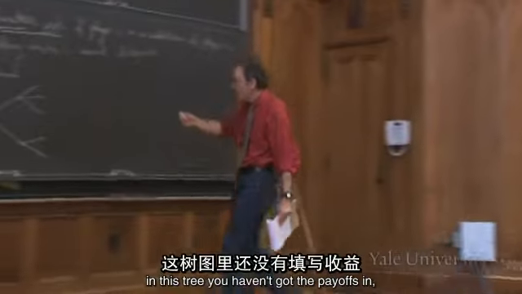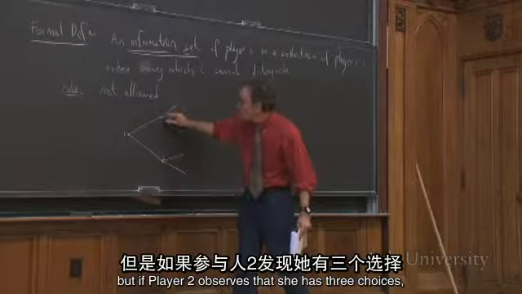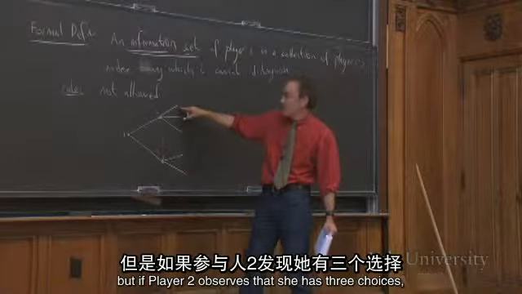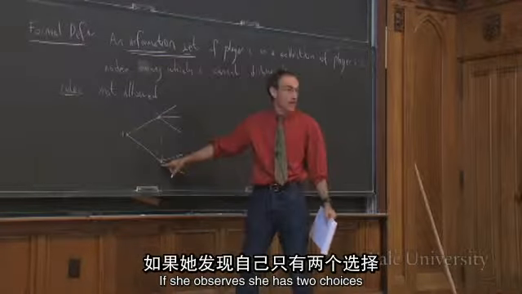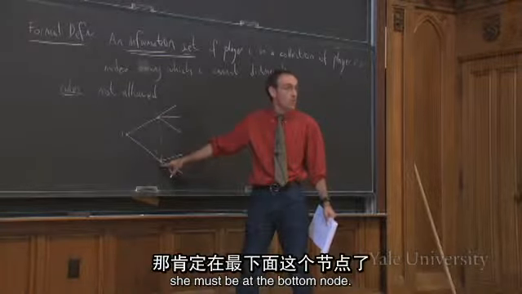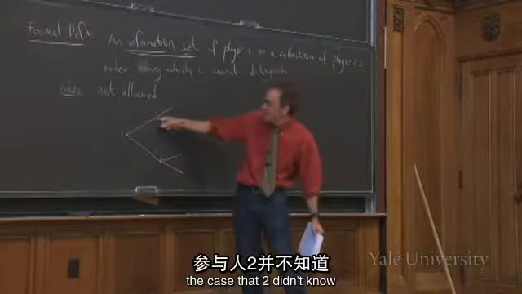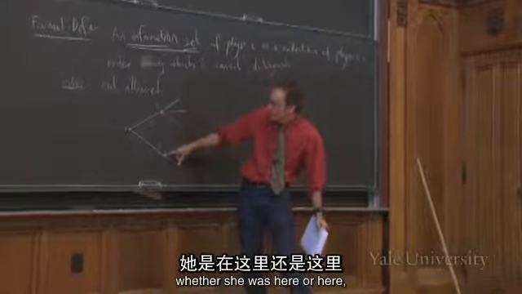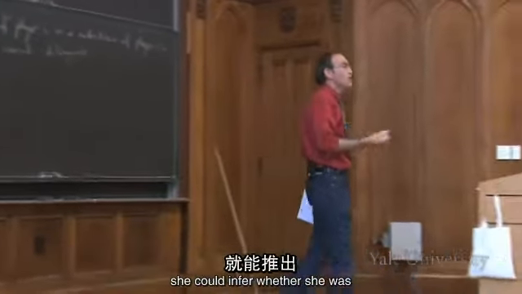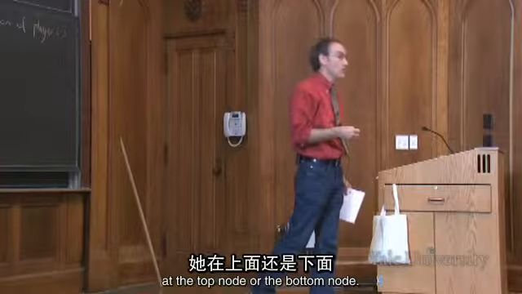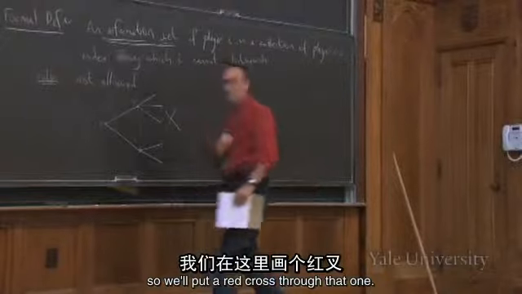Exactly. In this tree, you haven't put the payoffs in, but if player two observes that she has three choices, she knows she must be at the top node. If she observes she has two choices, she must be at the bottom node. So in this tree, it was supposed to be the case that two didn't know whether she was here or here, but merely by observing how many choices she has, she could infer whether she was at the top node or the bottom node. So that can't make any sense. So this is not allowed. We'll put a great cross through that one.